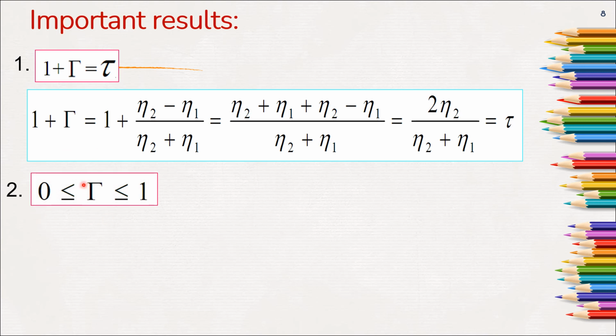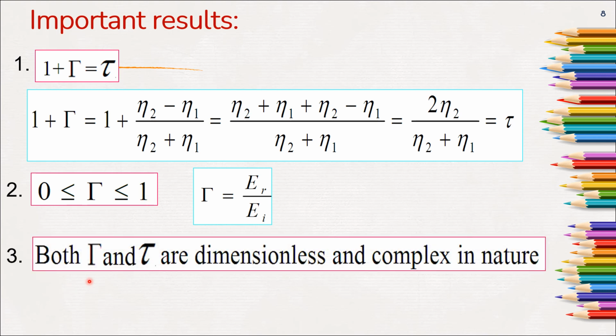Second important result is that the maximum value the reflection coefficient can have is 0 to 1. Right? And what is the reflection coefficient? Reflected wave by incident wave. So the magnitude of the reflected wave will be for sure slightly less than the incident wave. So that is why we say that it is going to lie between 0 and 1. Both reflection coefficient and transmission coefficient are dimensionless and complex in nature. Right? The equations are going to be: reflection coefficient is Er by Ei, and the transmission coefficient is going to be Et by Ei.